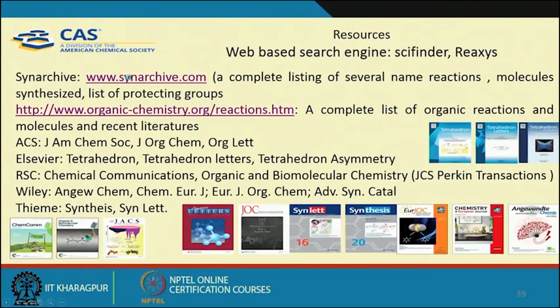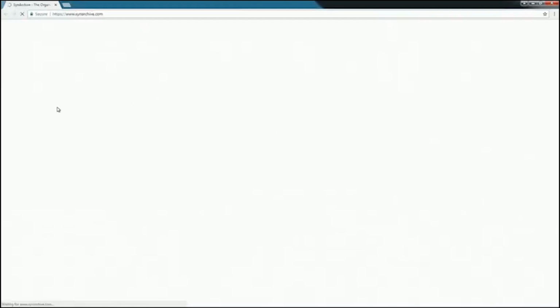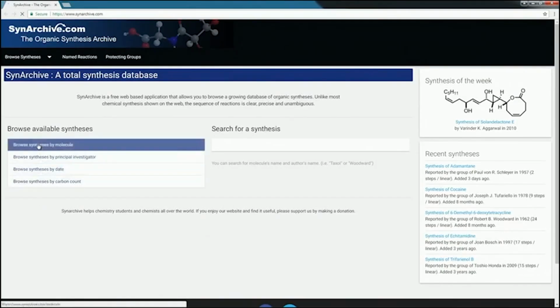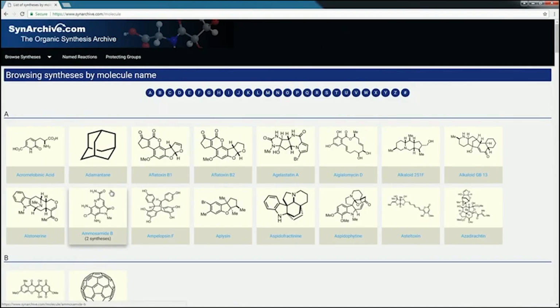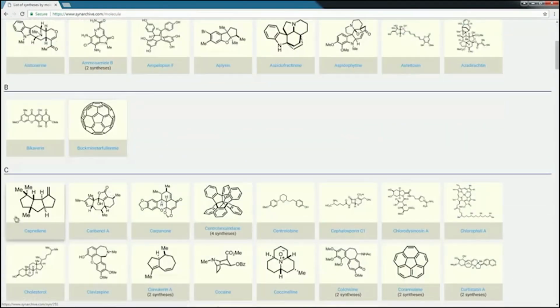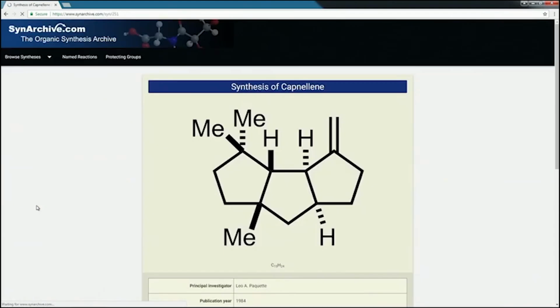Particularly Synarchive, for all the molecules, a retrosynthetic pathway has been given, and let us click Synarchive again, and then browse synthesis by molecule. So, we will now target any molecule. Let us say this molecule. I will click this molecule.